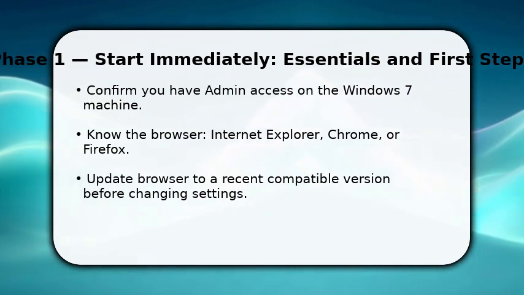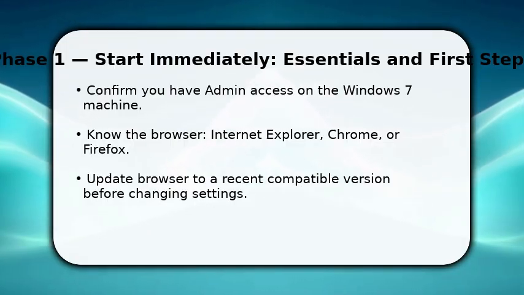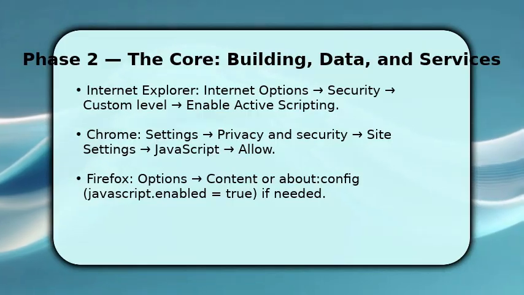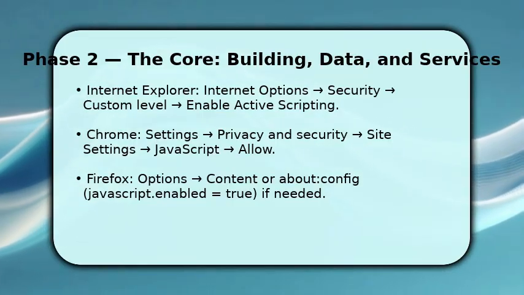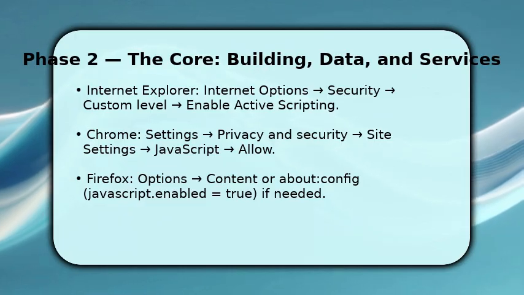Now you'll perform the core changes. In Internet Explorer, go to Internet Options, select the Security tab, click Custom Level, scroll to Scripting and set Active Scripting to enable. Click OK to confirm.